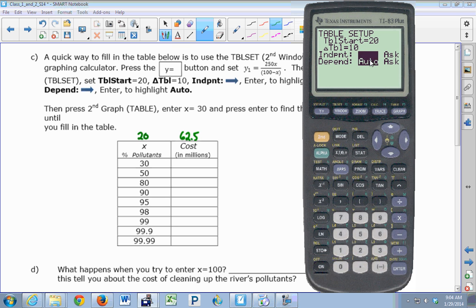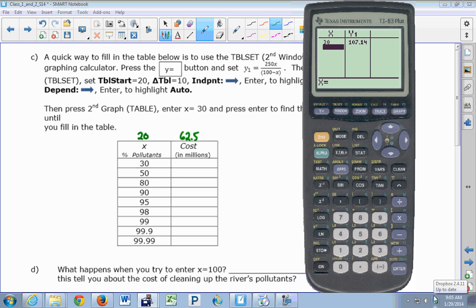So you want to be able to ask it to compute a certain percentage. So you're going to actually scroll over and hit ask and then hit enter. The dependent variable, just keep it at auto. So now let's look at our table. Second table. And now it's going to ask, what percent of pollutants do you want to find the cost to have removed from this river? So the first thing in your table is 30, so just put in a 30. Hit enter, and there's your cost.